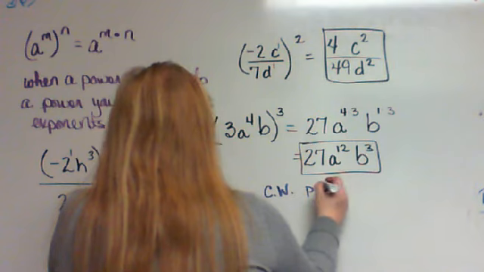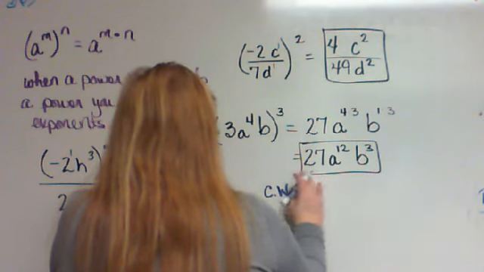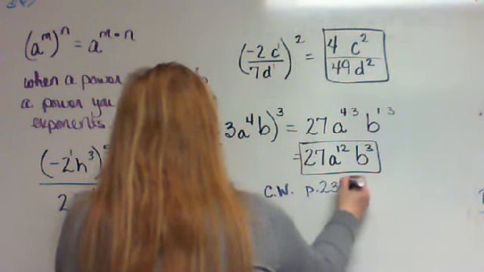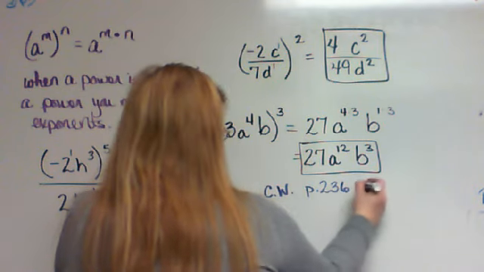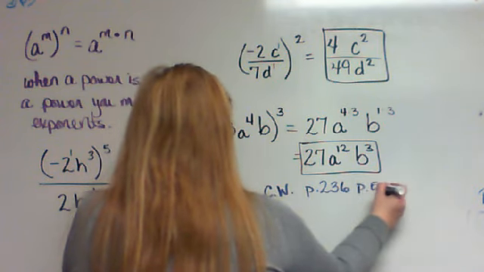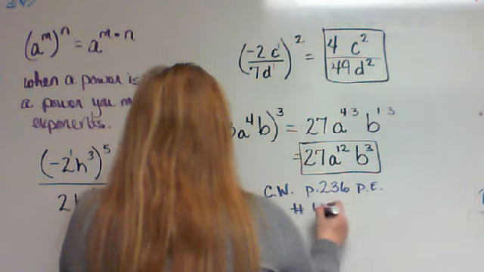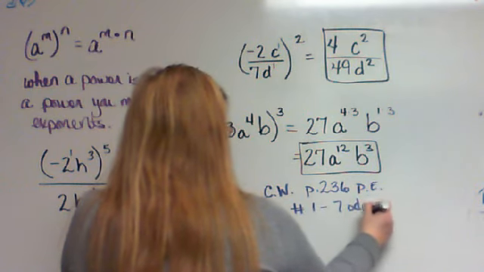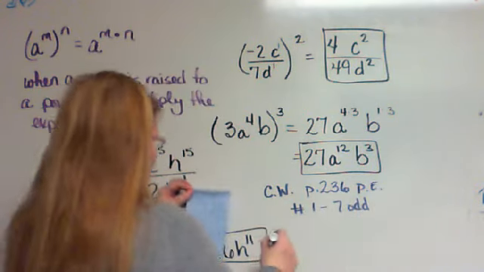So, classwork for this section. On page 236. Practice exercises. Numbers 1 through 7 odd. Look at that, just 4.